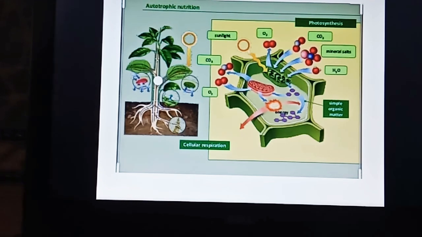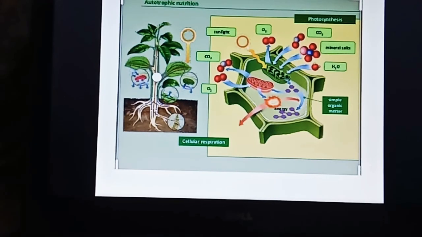Molecules of chlorophyll capture energy from the sunlight during the process of photosynthesis. Photosynthesis can be summarized as 6CO2 plus 6H2O, in the presence of chlorophyll and sunlight, forming glucose, that is C6H12O6, plus 6O2.